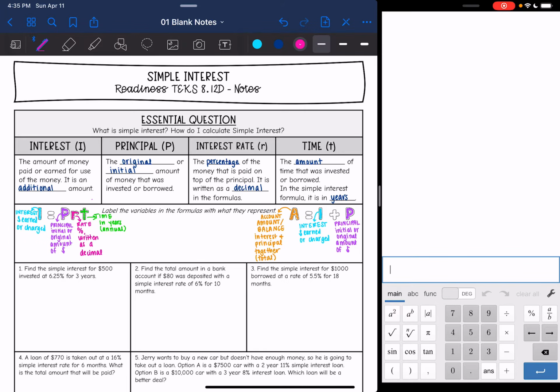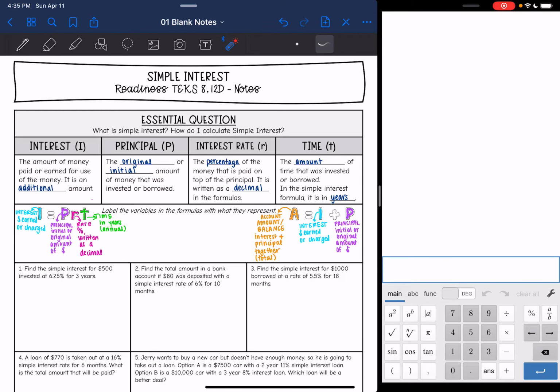Hey guys, today we are starting to look at our finance unit and we're going to start by talking about interest. Today we're going to look at simple interest. So let's talk about what simple interest is. It is the amount of money paid or earned for the use of the money.